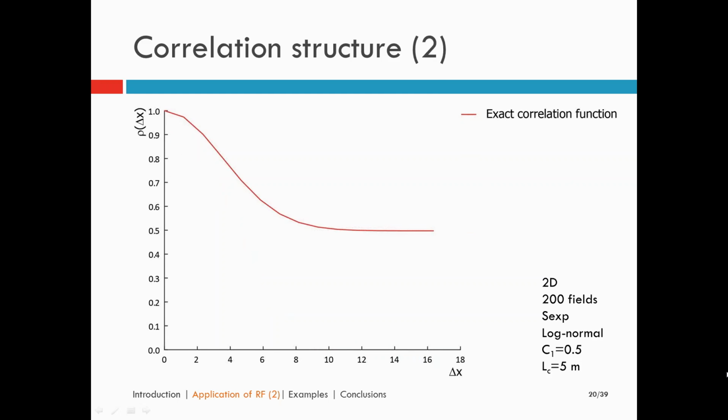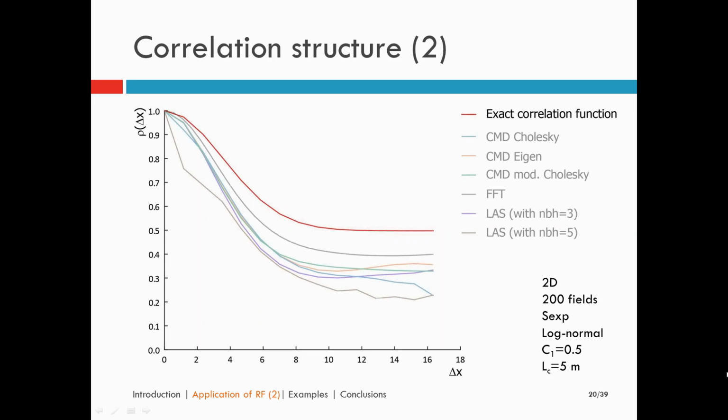Then I will show a second example where I used different input. Now I generated 2D random fields, and I generated 200 fields with a squared exponential correlation function using a log normal distribution type and a threshold value of 0.5 and a correlation length of 5 meters. And here again you see the exact correlation function, and here you see the correlation structure in the generated random fields. And here you see they deviate somewhat more from the red line.